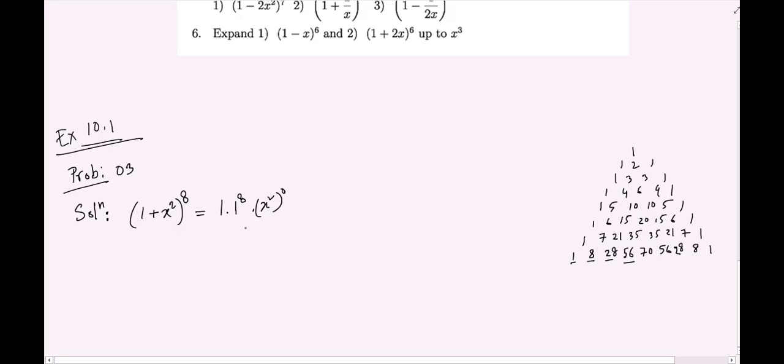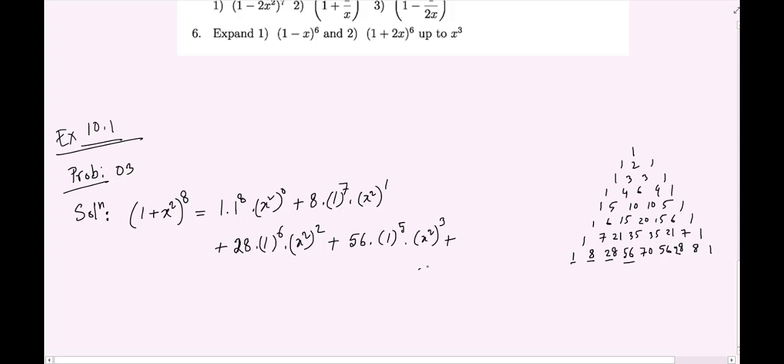So the first term will be 1 into 1 to the power 8 into (x^2)^0. Then the second term will be 8 into 1 to the power 7 and (x^2)^1. Then 28 into 1 to the power 6 into (x^2)^2, plus 56 into 1 to the power 5 and (x^2)^3, plus dot dot dot. As we are asked to expand the series up to the 4th term, we have written only 4 terms here.